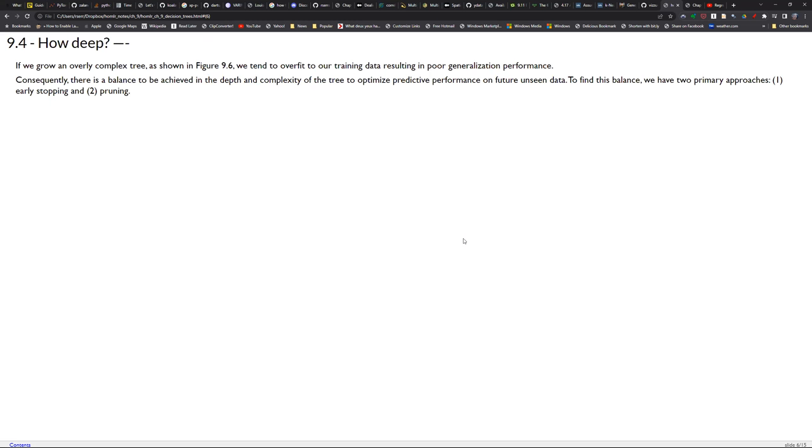So how deep are we going to construct the decision tree, making sure that we don't overfit, or at least minimize that overfitting situation, right? There are two primary approaches to how you can control the depth of the tree. One is early stopping, and the other one is called pruning. We'll see what pruning is, but let's first discuss early stopping.